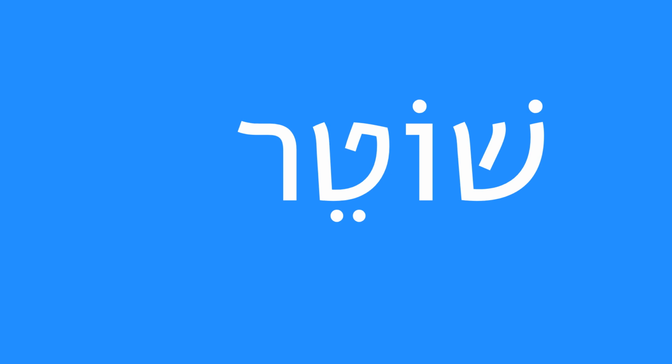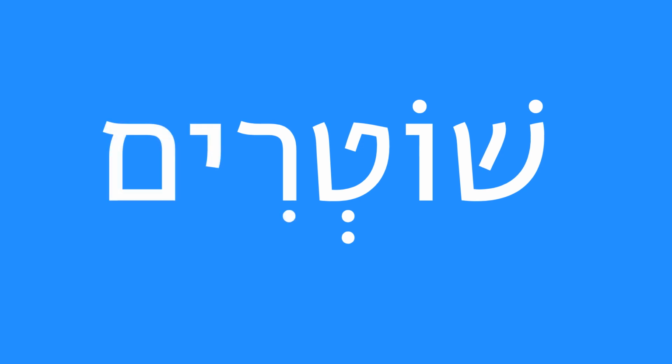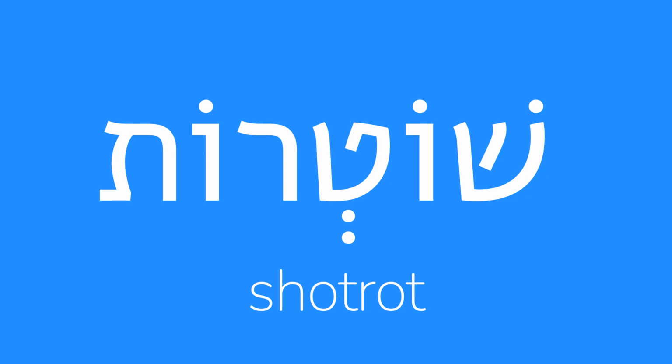When we pluralize these words with a cholam and tsere, the tsere will disappear and be replaced with a shva, which marks the end of the syllable. Then we just add a plural ending to that. Adding an im, we get shotrim, policemen, or a mixed group of men and women police officers. And adding an ot, we get shotrot, policewomen.